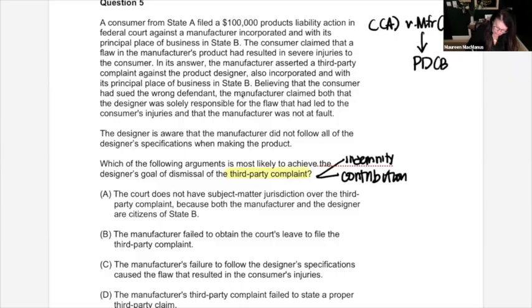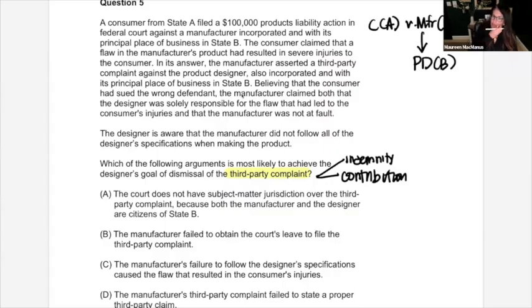Who's also from B. Believing that the consumer had sued the wrong defendant, the manufacturer claimed both that the designer was solely responsible for the flaw that had led to the consumer's injuries and that the manufacturer was not at fault. So is this the proper third-party complaint? No, because it's not for indemnity, which is like, I'm liable, but you have to pay for me. And it's not contribution, which is we're both liable and we're both responsible for the damages. So it's neither of those. So we should get it dismissed because it's not a proper third-party complaint.